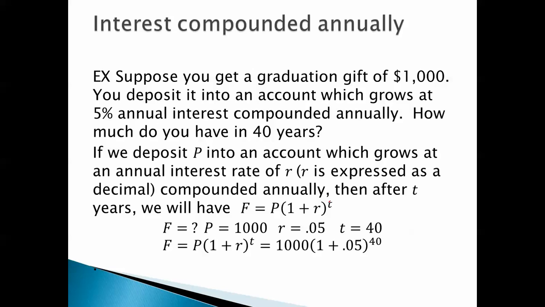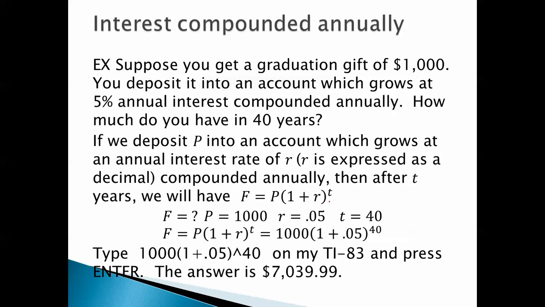Okay, so plug everything in. F equals P times (1 plus R) to the T, which is 1,000 times (1 plus 0.05) to the 40th. If I type this into my TI-83 and press enter, I get this answer, $7,039.99. Not bad for just a $1,000 investment.